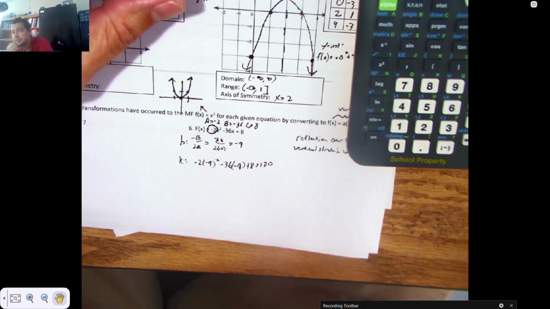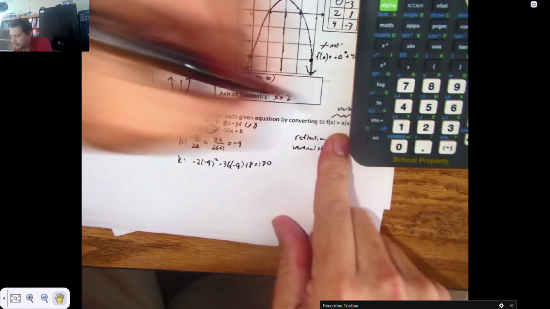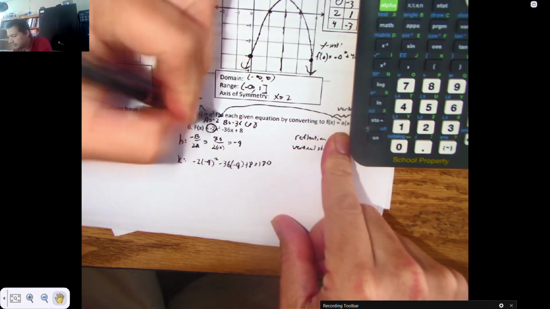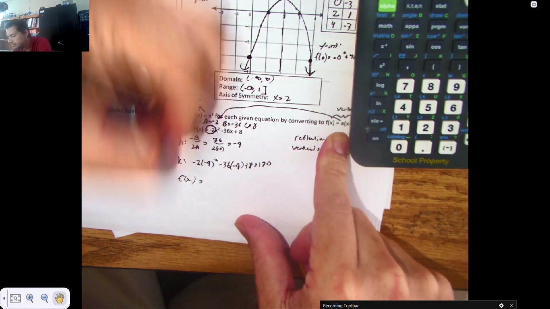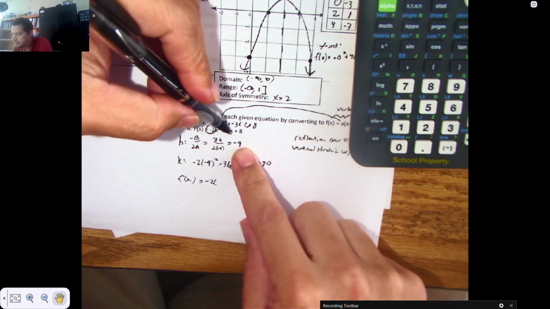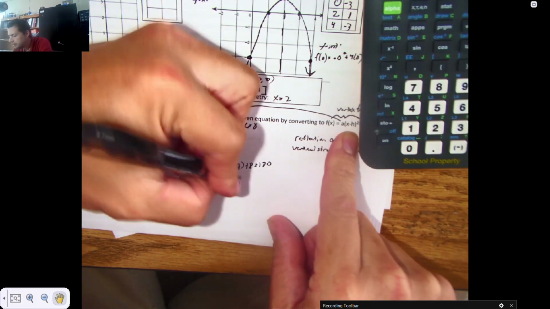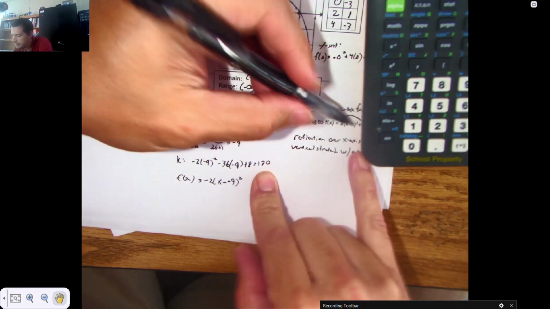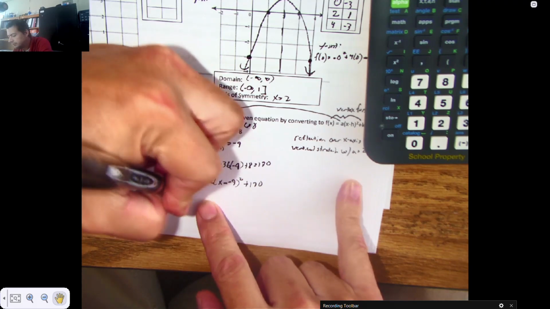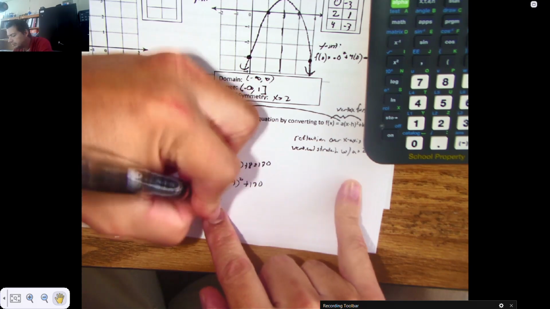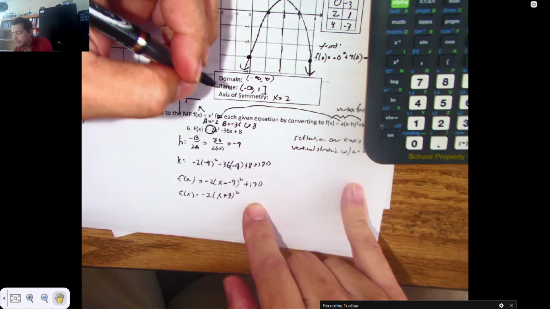Anyways, I got 170. This is my k value. Remember your form? It's got a k. So f of x is -2, x minus a -9, because it's minus in the form, quantity squared, plus k, so plus 170. And you know as well as I do that taking away a negative is addition. A negative minus, take away a negative, is a positive.